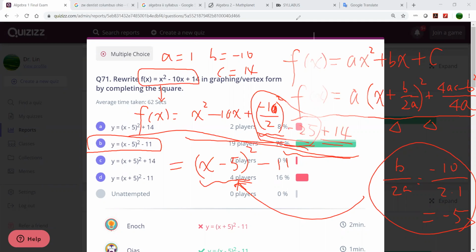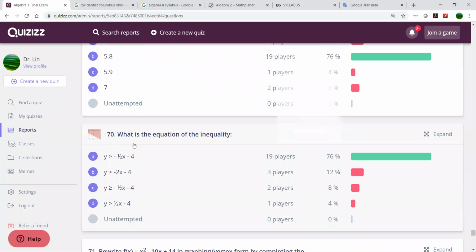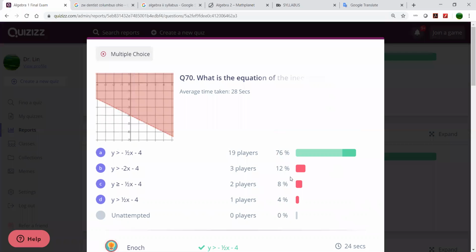Okay, let's move to the next. We need to go a little bit quicker because this has 70. That's pretty much, but since most people did correct, I believe a lot of people do understand here. We just try to talk to the people in this group who did the wrong ones. Okay, so this one is the equation of the inequalities.